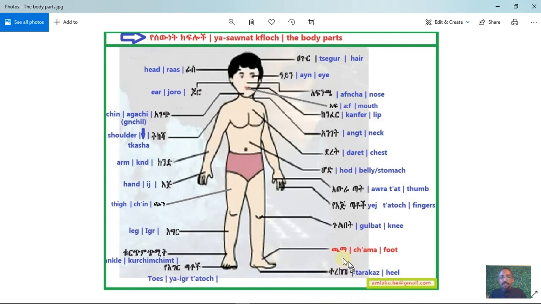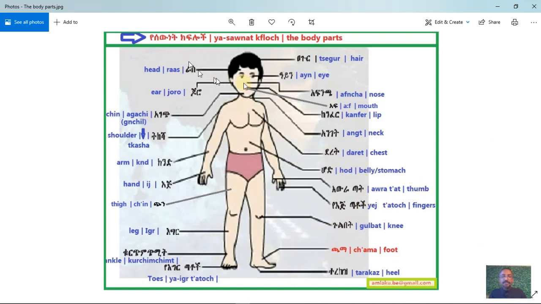And the last label here on the picture is tarakas. Tarakas works in the same way as chama. It can refer to the heel of a shoe. When you say tarakas chama, you can say a heeled shoe, or shoe heel. So yeah, tarakas chama or tarakas yallo chama, a shoe or shoes that have heels. Okay.